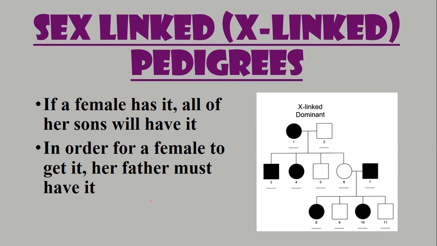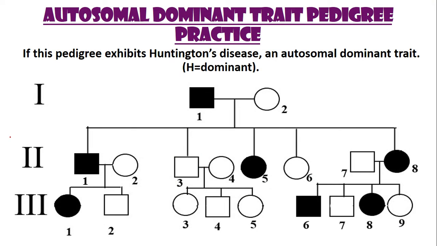The last type of pedigree chart would be the sex-linked, X-linked pedigrees. When you write these genotypes, you have to write the XX and the XY. If a female has it, all of her sons will have it. In order for a female to get it, her father must have it. Those are just some key things to look at. We're just going to read them, but when you get into higher level biology classes, you're going to have to look at a pedigree and determine if it's autosomal dominant, autosomal recessive, or sex linked. So let's do a little practice here.